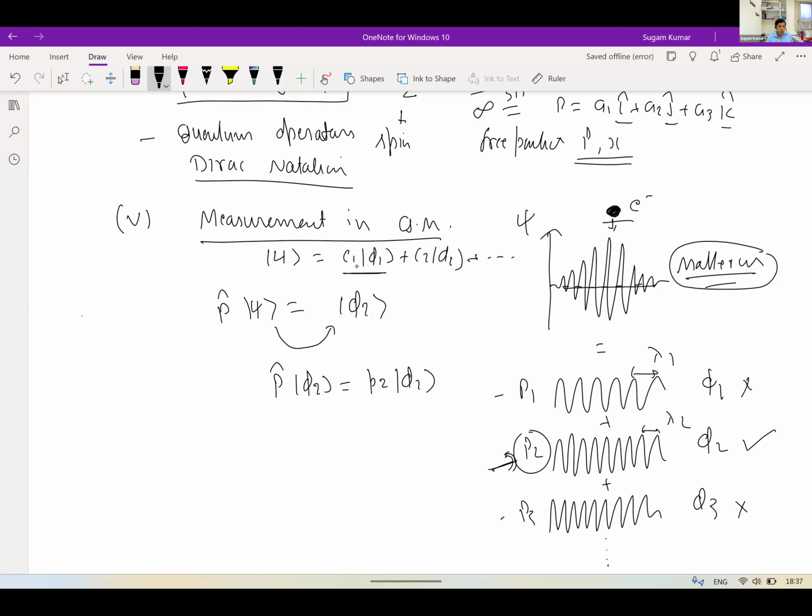It means that once you do the measurement, the wave function is going to collapse. Before the measurement, it exists in all possible values, it has all possible momentum values, but once you do the measurement, it collapses. So this is the fundamental principle in quantum mechanics, which says what happens when we do a measurement: the wave function collapses to one of the eigenstates.